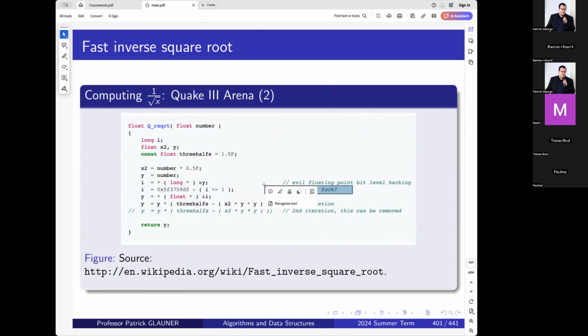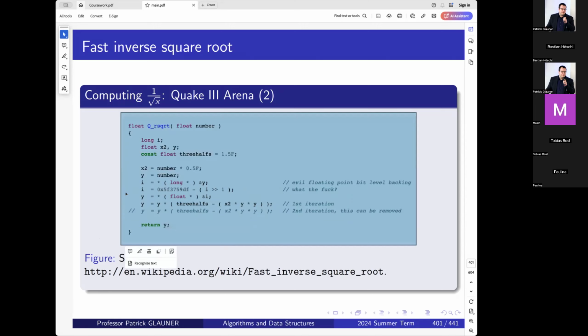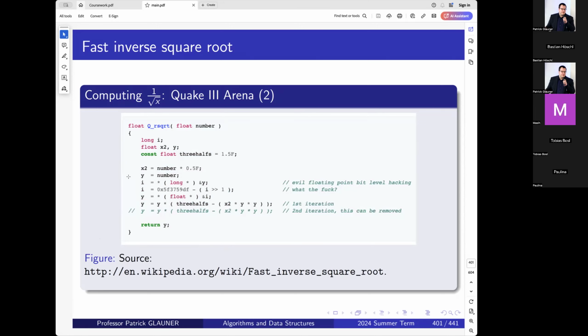And you see there is a comment here that someone wrote because no one had any clue what this operation would eventually do. There are a few more steps in here, because then the I is converted into float and eventually Y is returned. There is also a first iteration for the Newton method. You could have a third iteration, whatever. But what does this do here?